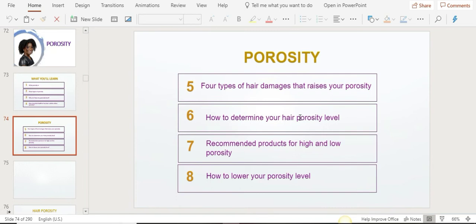Alright, so next I'm going to briefly go over recommended products for high porosity as well as low porosity, and then finally I'm going to go over how to lower your hair porosity level. So just in case you have high porosity, what can you do to lower that porosity level?